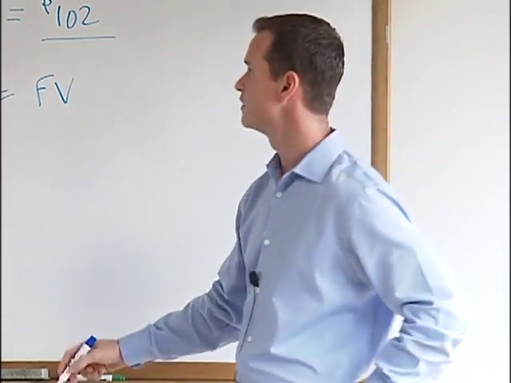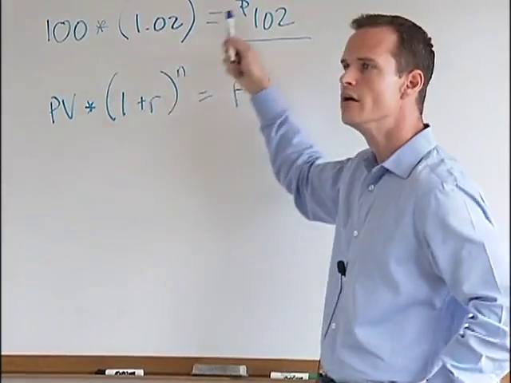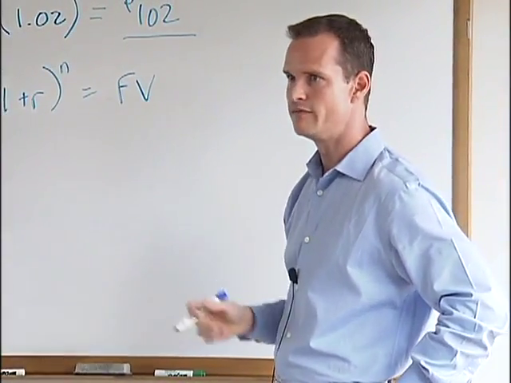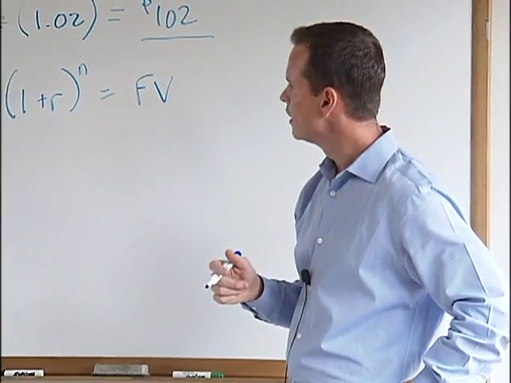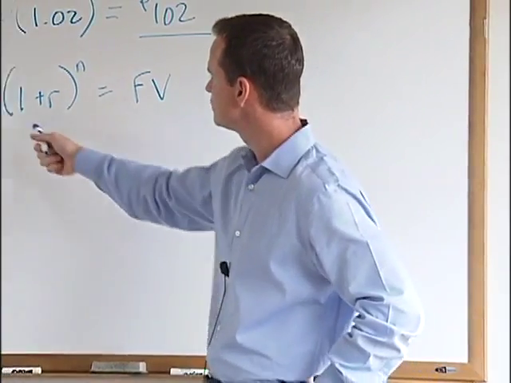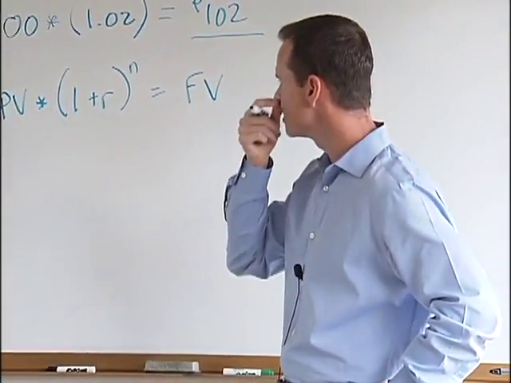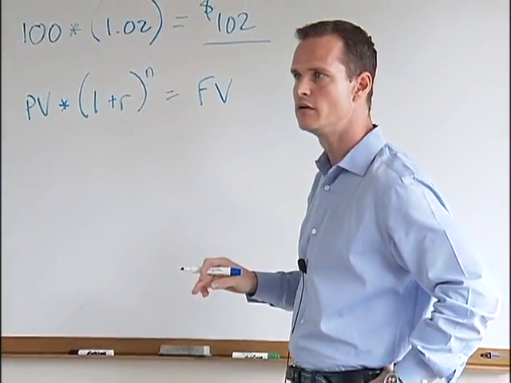Okay, if this is a 5-year CD, I would have raised 1 plus my rate, 1.02, to the 5th power, and probably got something around 115 or so with compounding. In our DCF model, what we're actually doing is making an algebraic adjustment here. We know for each year what our future value is going to be.